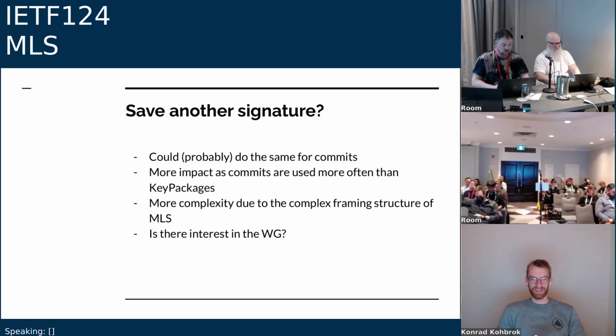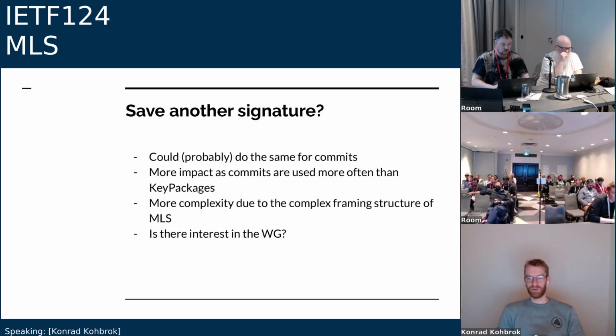Okay, because we found another place where we could potentially save a signature, and that's commits. However, commits are more complex because you have all the fancy framing structure that we have in MLS that kind of gets in the way a bit. So we haven't done the actual legwork and written this down in terms of the structs involved and everything.